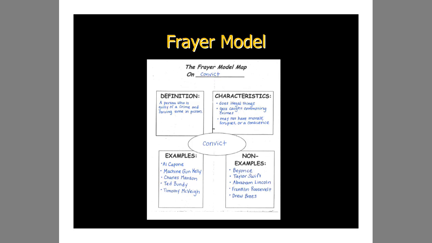And obviously the Frayer Model map works best for nouns, so that's important to keep in mind, but I find it's really useful, and I find that students do have fun with it, especially coming up with examples and non-examples of the concept.